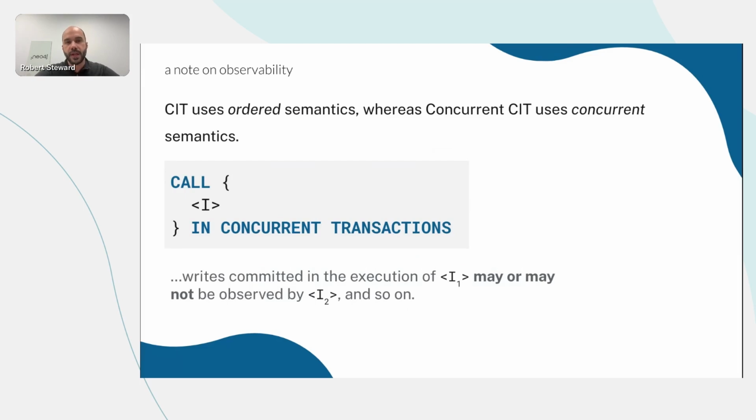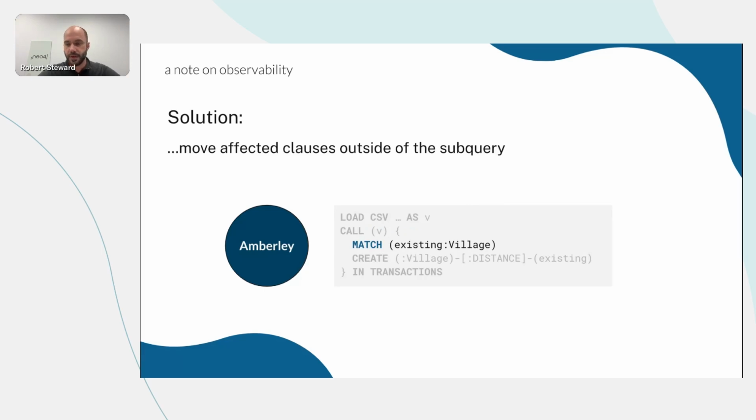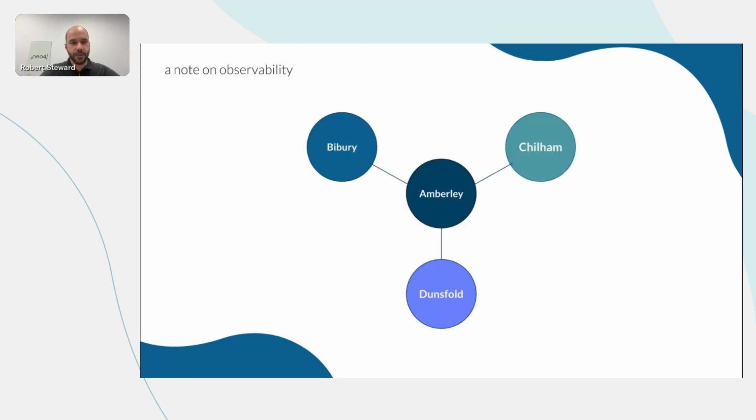So more generally, we say that calling transactions concurrent uses concurrent semantics. That is to say that writes committed in the execution of one transaction may or may not be observed by the following transactions. The simplest solution here, of course, is to move the dependent clauses in your subquery outside of the inner scope and move them up here to ensure they don't match any of those intermediate changes. And we get a nice clean graph that looks like this.